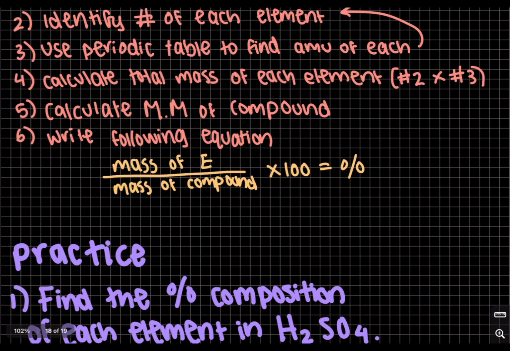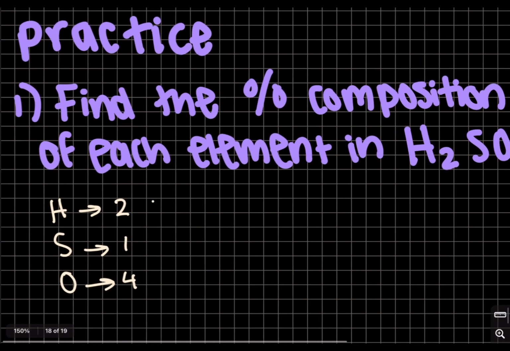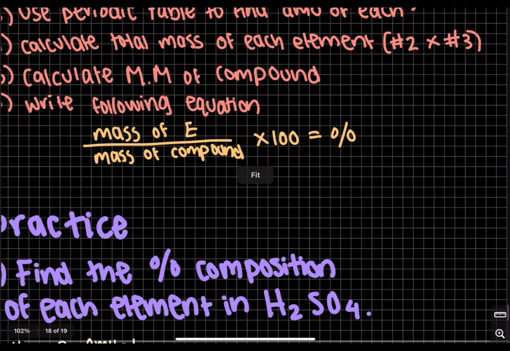Use the periodic table to find the atomic mass unit of each element. Using my periodic table that I have next to me, hydrogen's AMU is just 1. I'm rounding down. If you don't want to round down, or if you can't round down, that's no problem, to each their own. For sulfur, I'm going to be using 32 as the AMU. And for oxygen, I'm going to be using 16. Now, step 3 is complete.